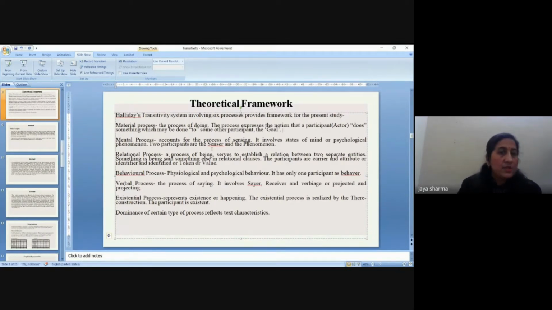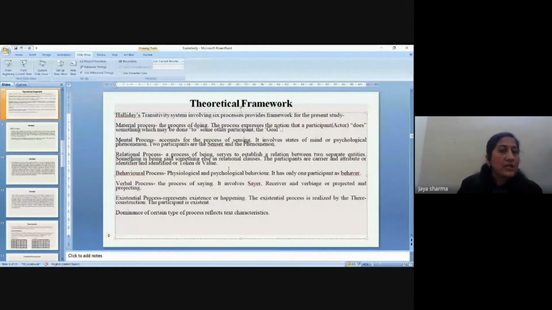And then there is the mental process, which accounts for the process of sensing. It involves states of mind or psychological phenomena. 2 participants are involved in this, the sensor and the phenomenon. And then the relational process, a process of being, serves to establish a relation between 2 separate entities. Something is being said about something else in a relational clause. So the participants are carrier and attribute, or identifier and identified, or token and value.